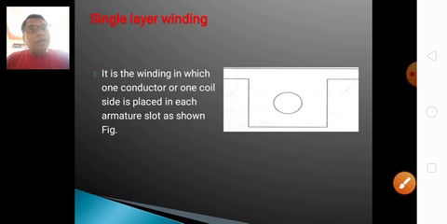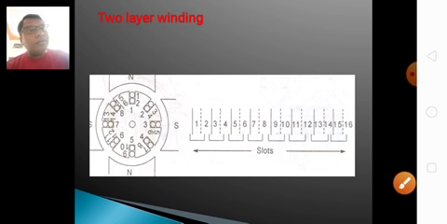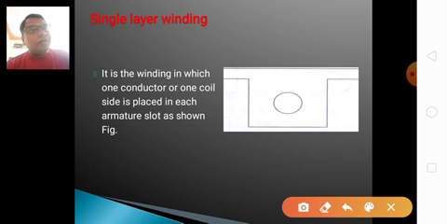In this winding, one conductor or one coil is connected. So each coil side is placed in each armature slot as shown in the figure. One slot, one conductor or one coil side, one coil pitch, right? That is known as single layer winding.